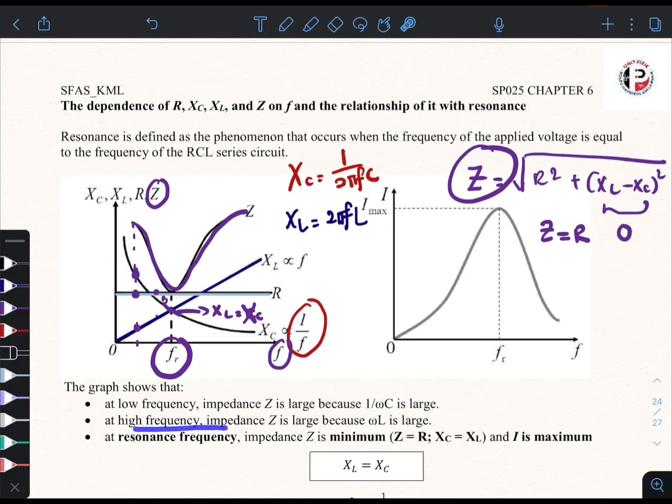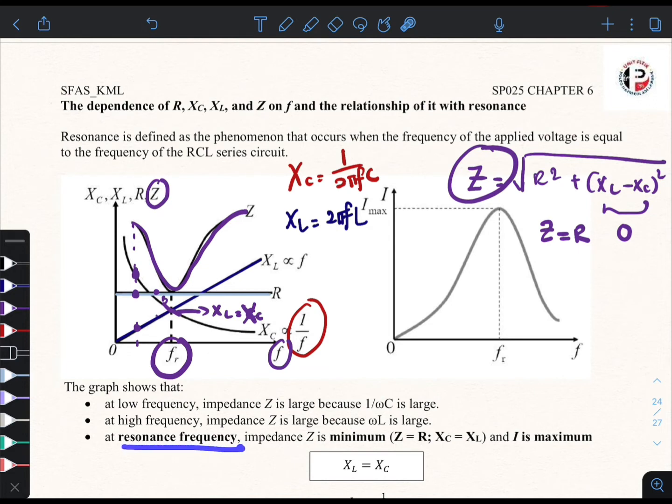And then at high frequency pula, the impedance is also large because XL pula yang lebih besar sekarang. So bila kita ada XL besar, kita punya impedance pun besar. So as you can see, at low frequency dan juga high frequency, you're going to have large impedance disebabkan oleh for low frequency XC kamu besar, untuk high frequency XL kamu besar.